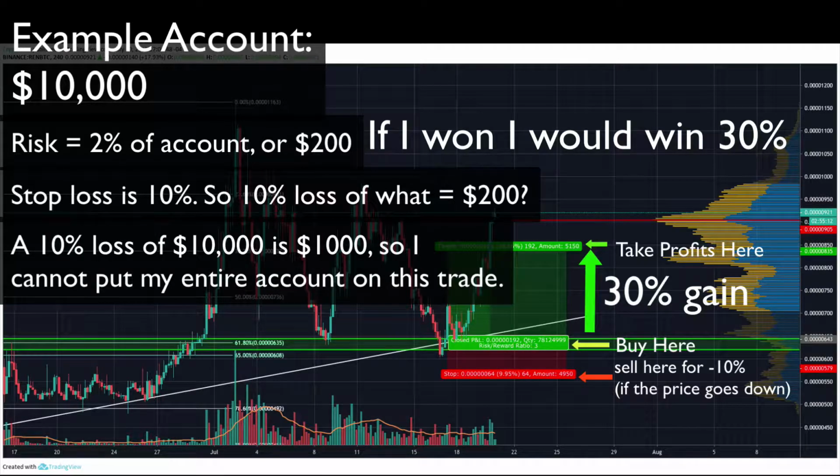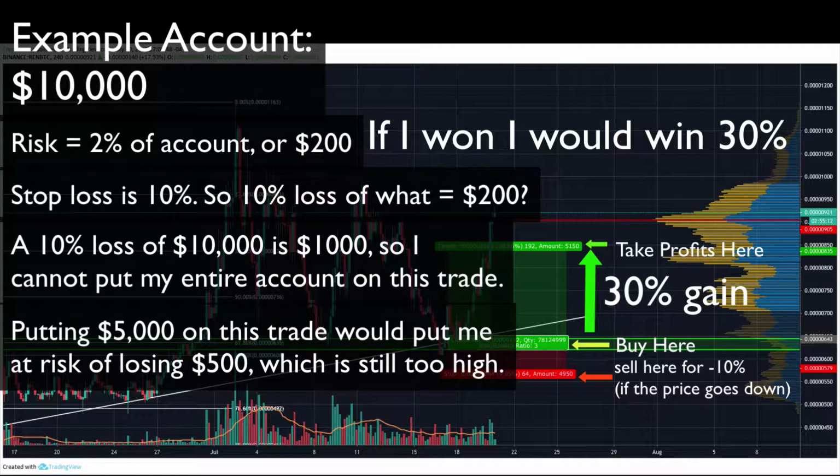So if I put my entire account balance of $10,000 on this trade and it went against me, I would lose $1,000. I'd lose 10%. And obviously you never want to lose 10% of your entire account balance. That's way too high. If I put half of my account balance on this trade and I lost the trade, I would have ended up losing $500. Now that's still too high of a risk tolerance to have.